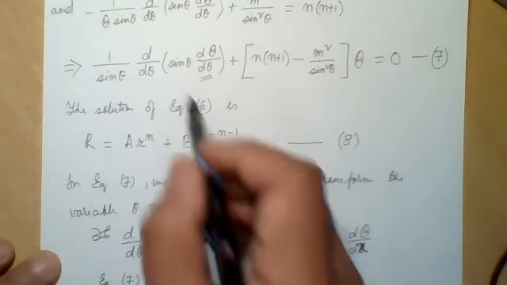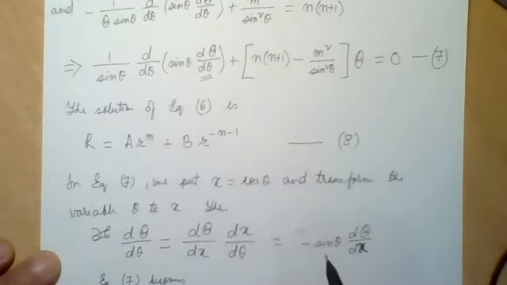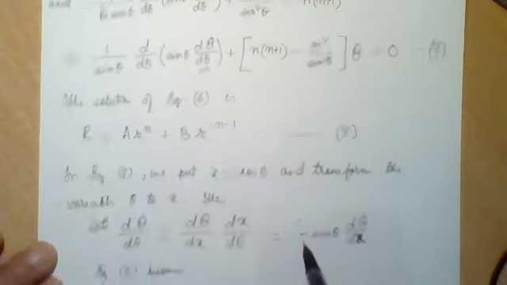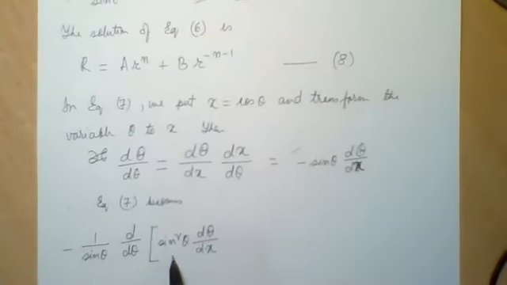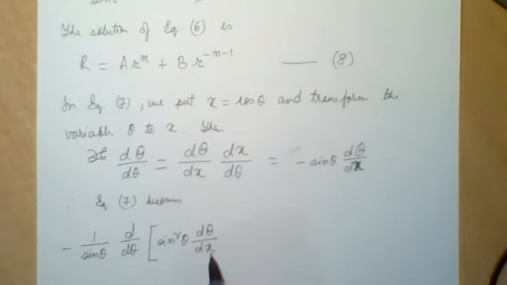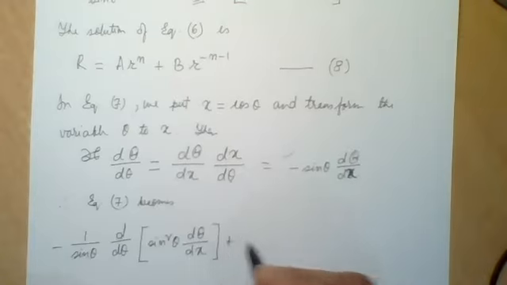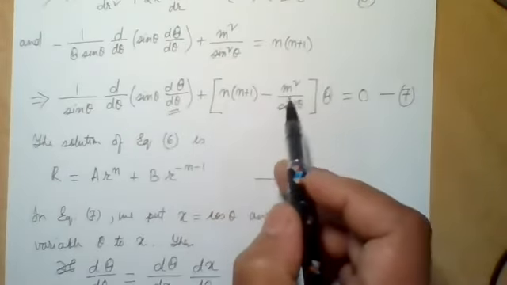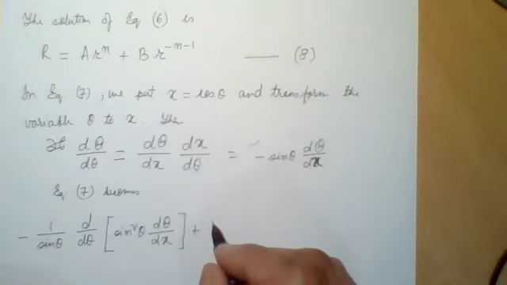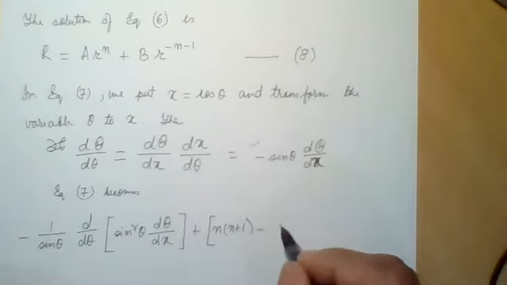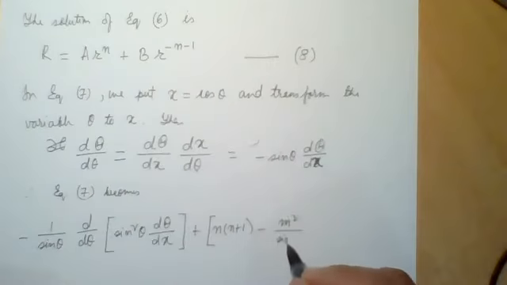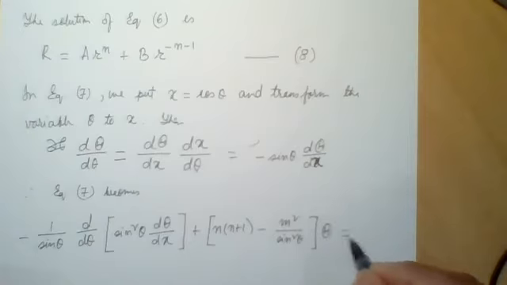One sin theta here, another sin theta here, so we should have sin square theta, and then we have a minus term here. So minus sin square theta d capital theta by dx, plus n into n plus 1 minus m square by sin square theta, multiplying capital theta, is equal to 0.